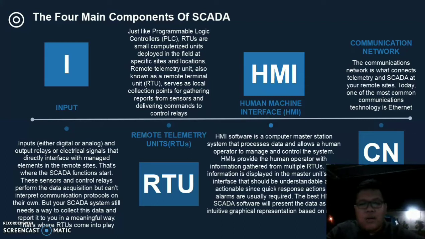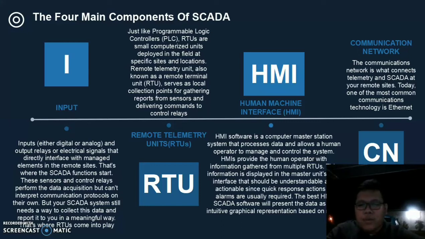The second one is RTUs, or Remote Telemetry Units. Just like Programmable Logic Controllers (PLC), RTUs are small computerized units deployed in the field at specific sites and locations. Remote Telemetry Units, also known as Remote Terminal Units (RTU), serve as local collection points for gathering reports from sensors and delivering commands to control relays. The third one is the HMI, also known as Human Machine Interface.